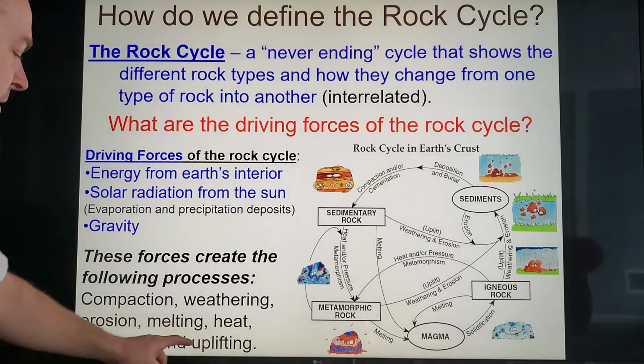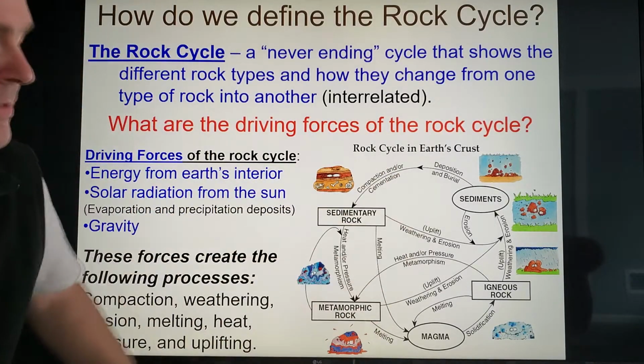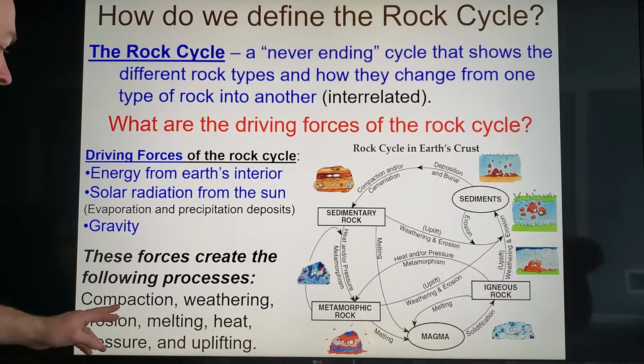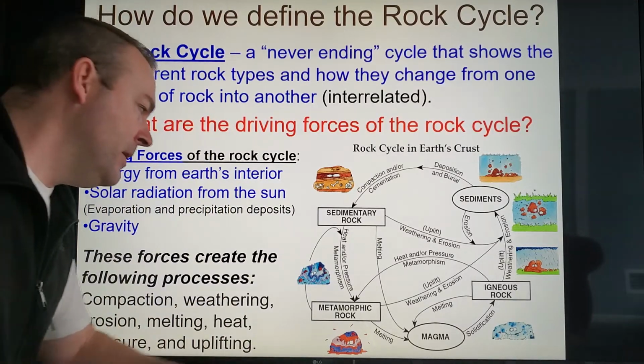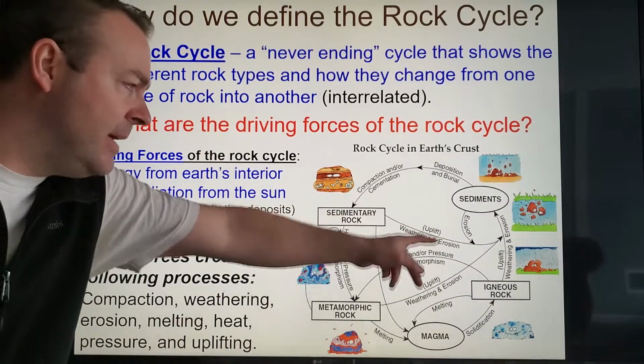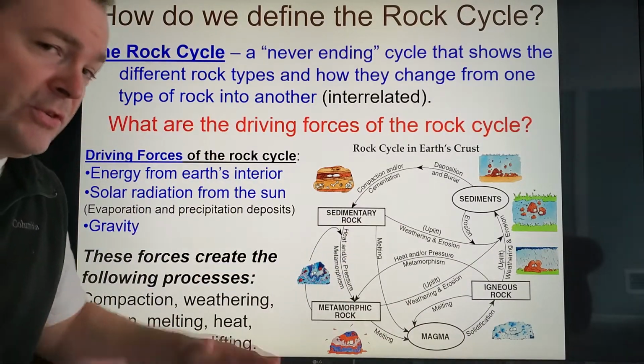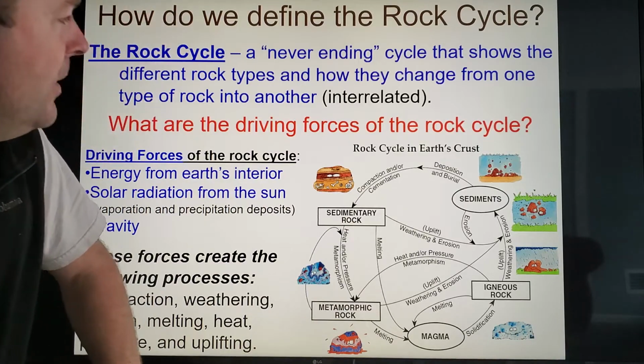And all of these processes are the vocabulary inside of the cycle there. Compaction, weathering, erosion, melting, heat, pressure, uplift, etc. Okay, and they're all nicely labeled on this diagram, which is, of course, in your reference tables as well.